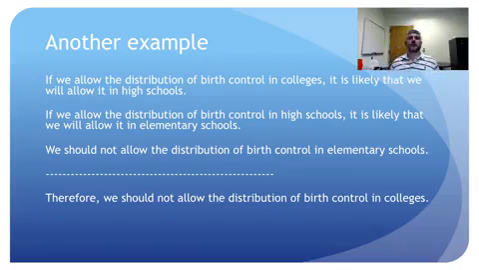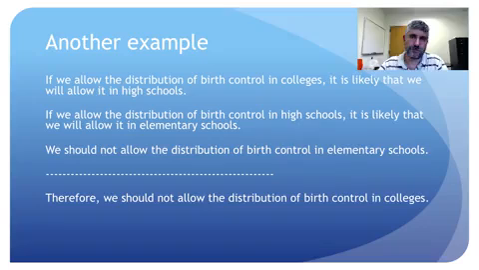Here's another example of a causal slippery slope argument. Let's suppose I say, premise one, if we allow the distribution of birth control in colleges, then it's likely that we will allow it in high schools, eventually. Premise two, if we allow the distribution of birth control in high schools, then it's likely that eventually we'll allow it in elementary schools. Premise three, we should not allow the distribution of birth control in elementary schools. Conclusion, we should not allow the distribution of birth control in colleges.